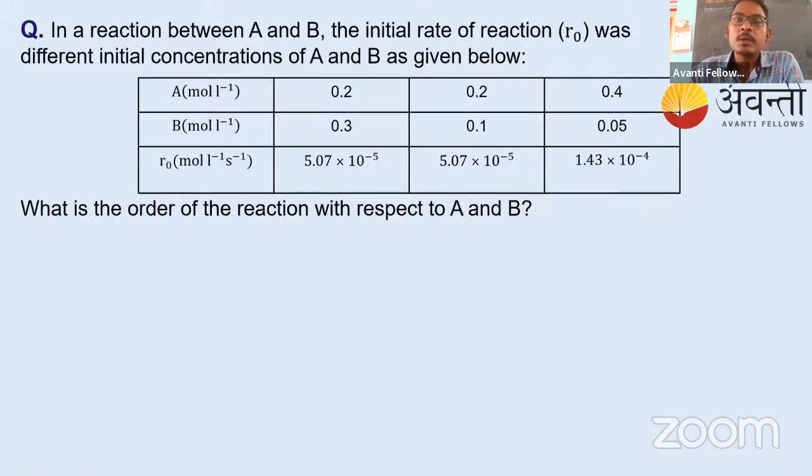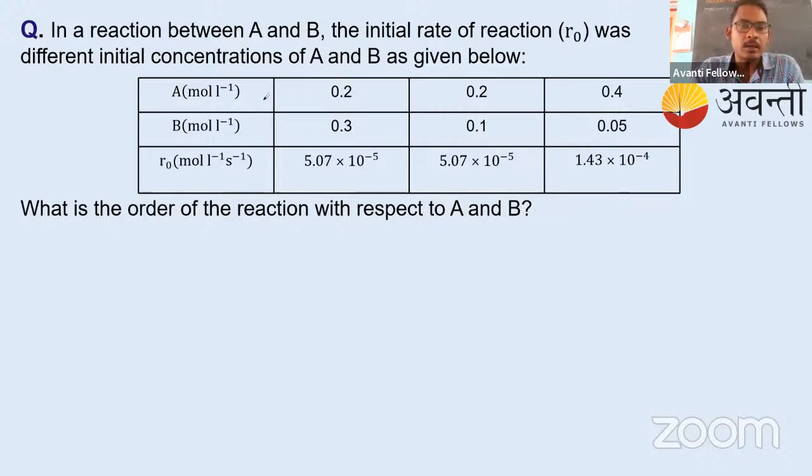I told you that to find the order of any reaction, we need some experimental value. So how do we find this? Suppose we are given experimental values of A and B. Let me read the question for you. In a reaction between A and B, the initial rate of reaction R0 was measured for different initial concentrations of A and B as given below. This is the table, and here we have to find the order of the reaction with respect to A and B.